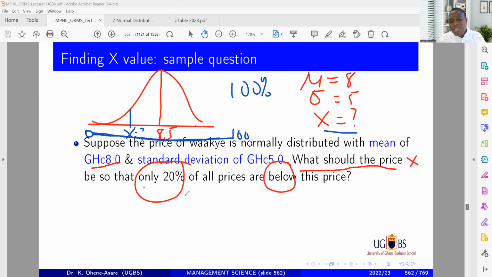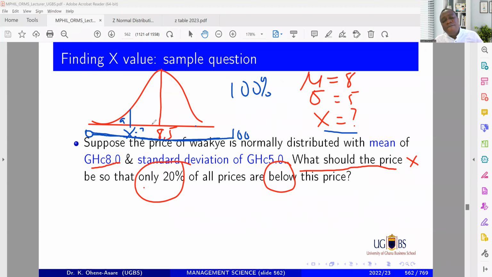So if 20% of the prices are below this price, which area are we looking at? Are we looking at area A, area B, or area C? Which one? That 20% of the prices are below this price. This is A. You're all right. It's A.